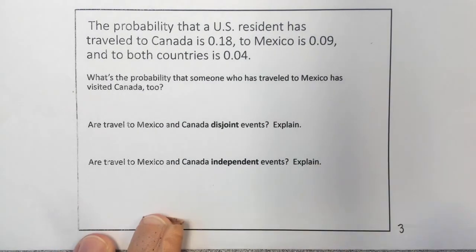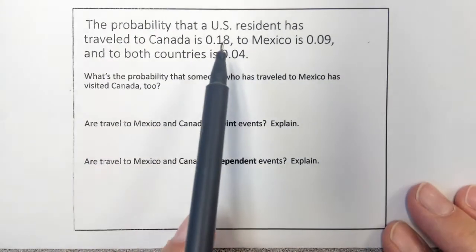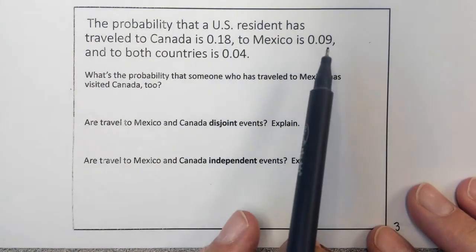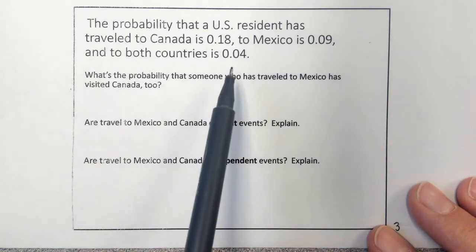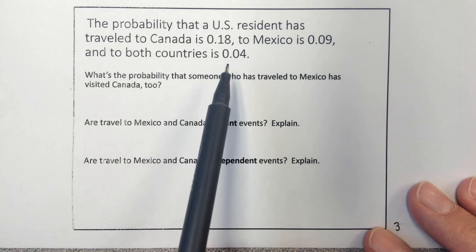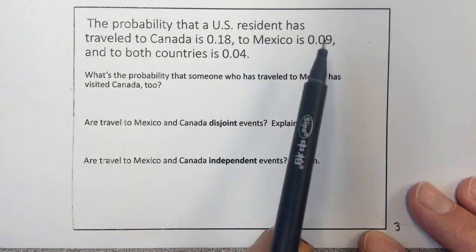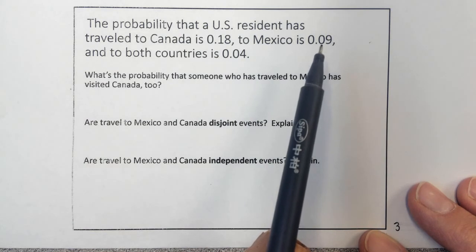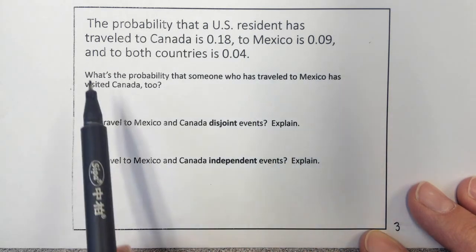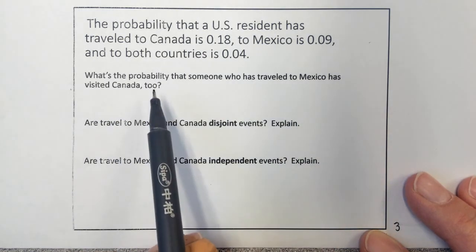Alright, so here's an example. The probability that a U.S. resident has traveled to Canada is 18%, Mexico is 9%, and to both countries is 4%. So both countries means they've traveled to both Canada and Mexico. This 18% is just to Canada, this 9% is just to Mexico. We want to know the probability that someone who has traveled to Mexico has visited Canada too.